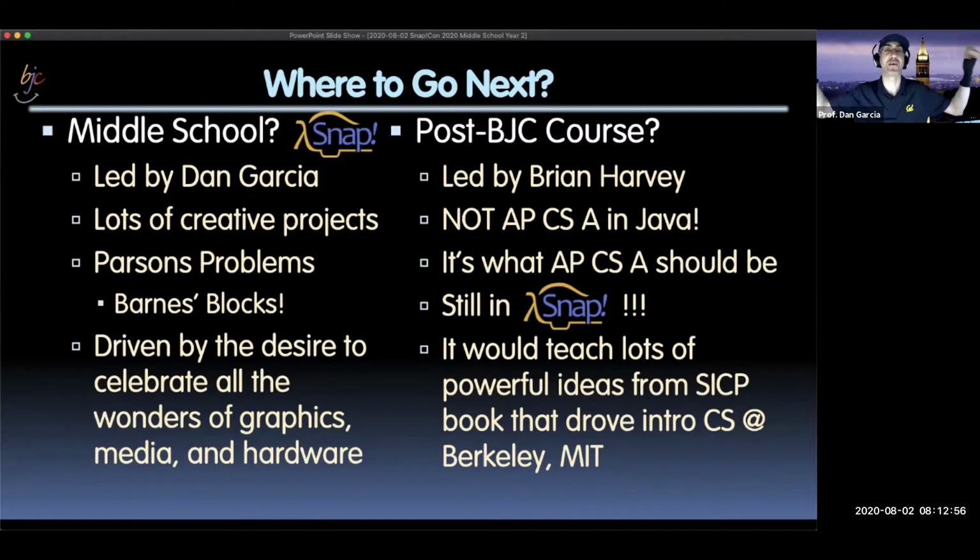We would take off the shackles of the College Board and do what we believe the follow-up course behind BJC would be. It's almost like what we would think APCSA should be, actually, if we had the choice. We certainly do it in Snap. Brian's very excited to do that. And he has taught for 20 years, I think 25 years, this wonderful course at Berkeley called the Structure and Interpretation of Computer Programs. That was also taught at MIT. In fact, it was taken from MIT, and Berkeley and MIT were the two thought leaders in that course. And he would take a lot of those powerful ideas and bring them to that second course.